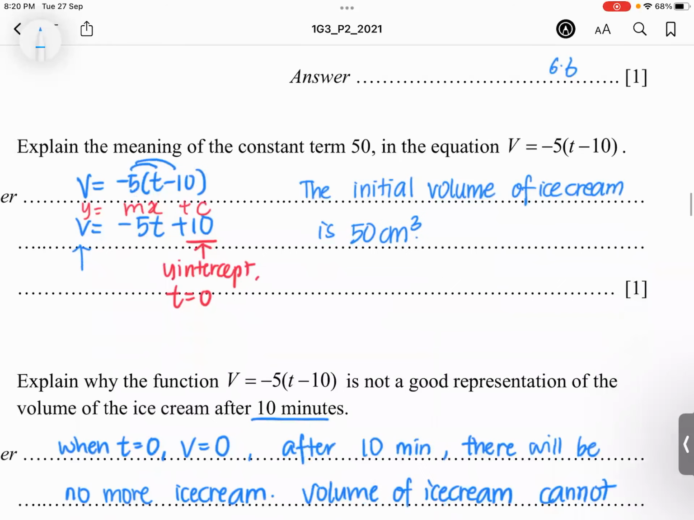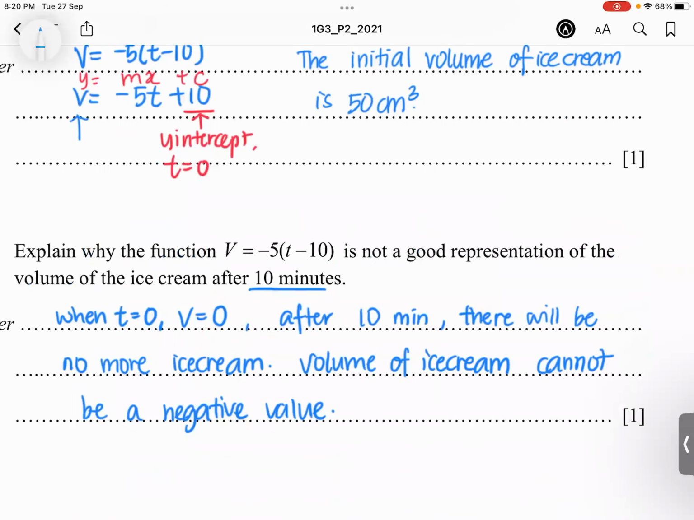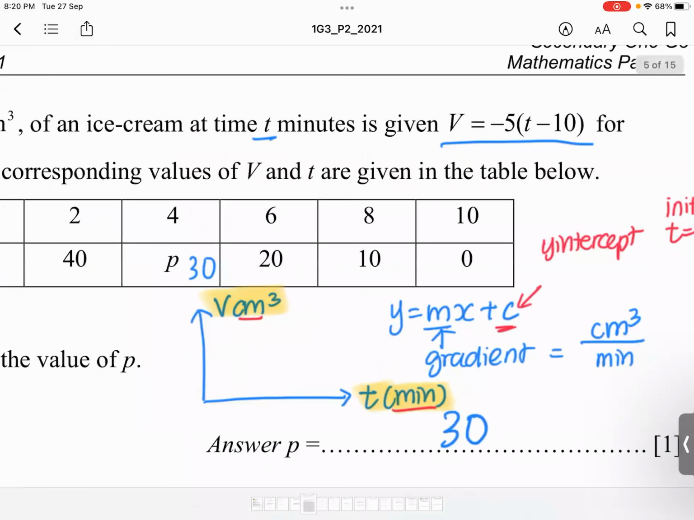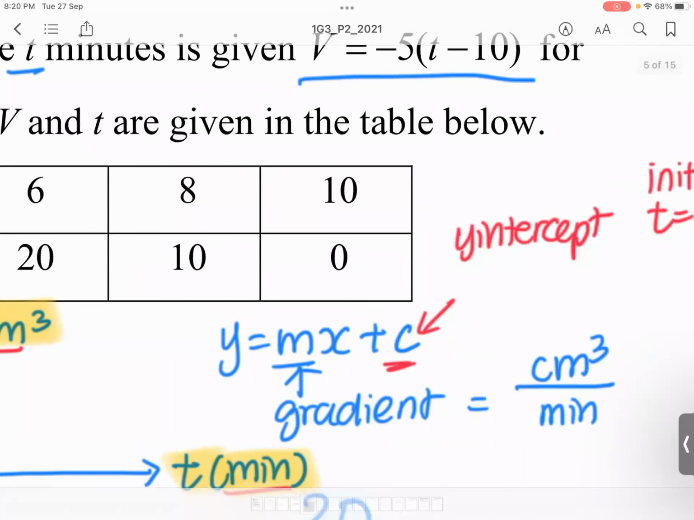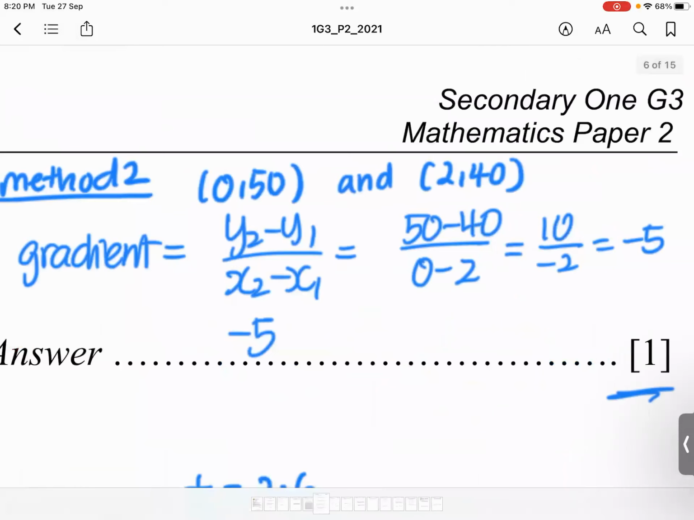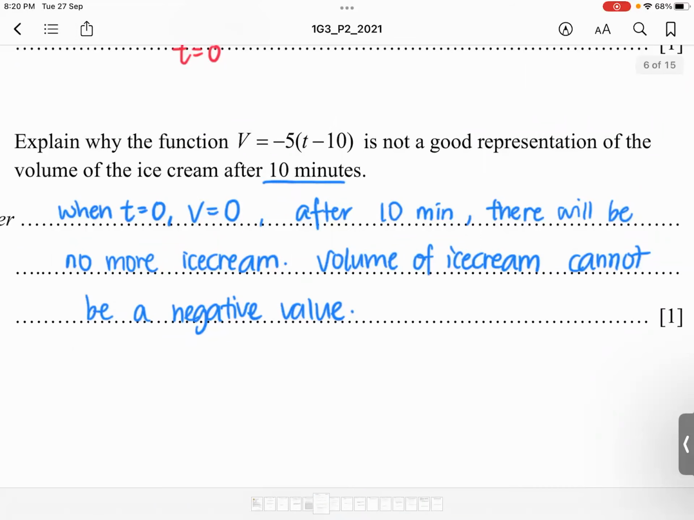Next one, explain why the function is not a good representation of the volume of the ice cream after 10 minutes. We already know from our table that when time t equals to 10 minutes, the volume is equal to 0. So at time t minutes, there will be no more ice cream. After 10 minutes, the volume of ice cream cannot be a negative volume at all. So in this case, it's not a good representation after 10 minutes. Now, don't need to write, just understand. Later I'll send out the soft copy, then you can study.